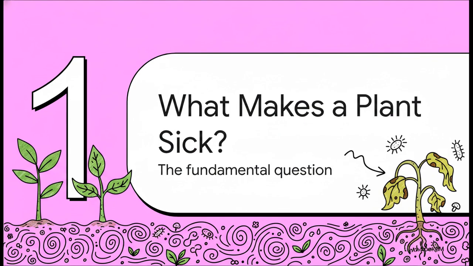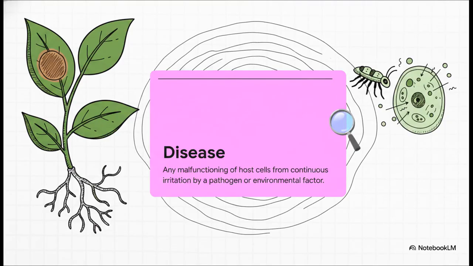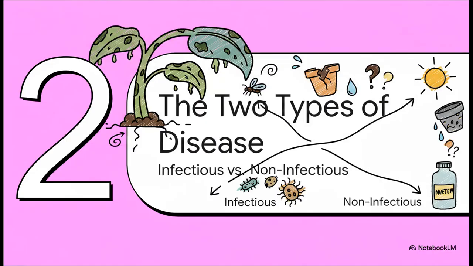All right, let's dive right in with the most fundamental question of all. In the plant world, what even is a disease? The keywords here are continuous irritation. This isn't just a bug that takes one bite and moves on. A disease is a persistent, ongoing problem. It's a constant struggle that causes the plant's own cells and tissues to malfunction.